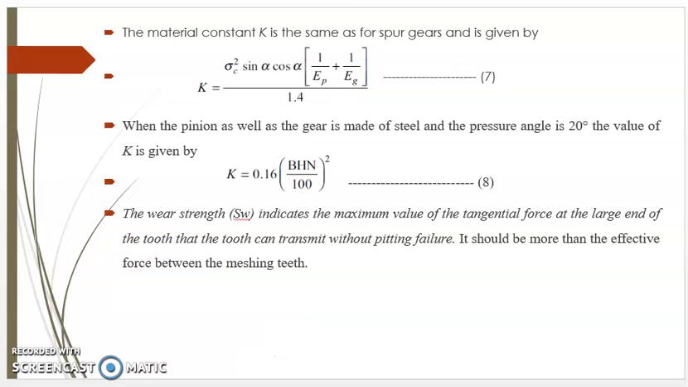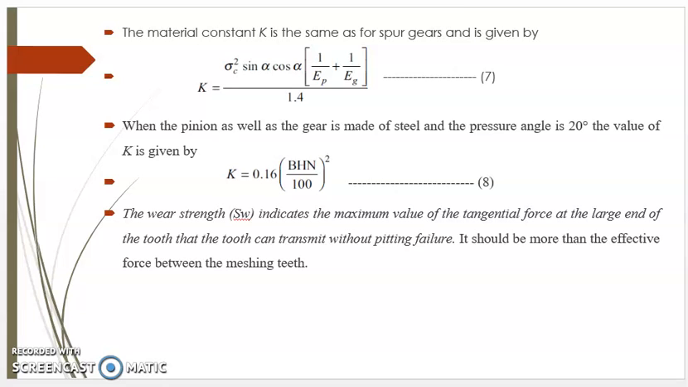The material constant K is the same as for spur gears and is given by K = sigma c square sin alpha cos alpha (1/Ep + 1/Eg) / 1.4, equation 7. When the pinion as well as the gear is made of steel and the pressure angle is 20 degree, the value of K is given by K = 0.16 (BHN/100) square, equation 8.